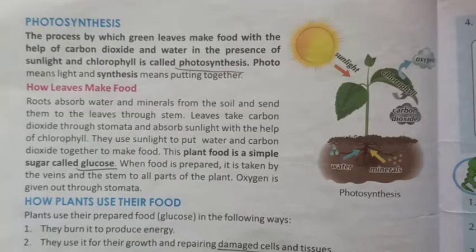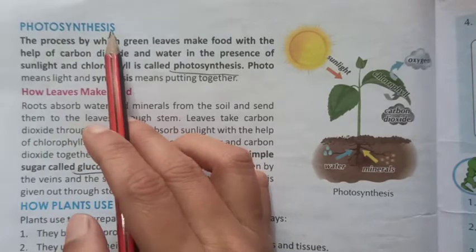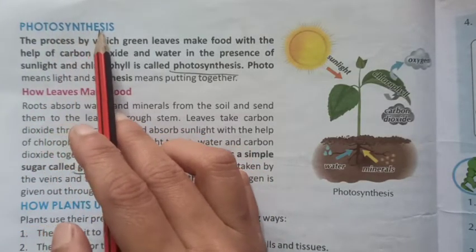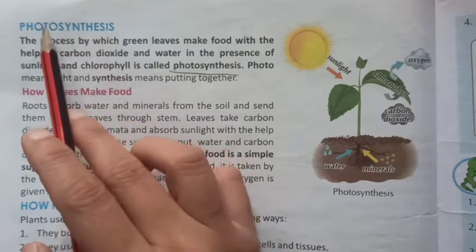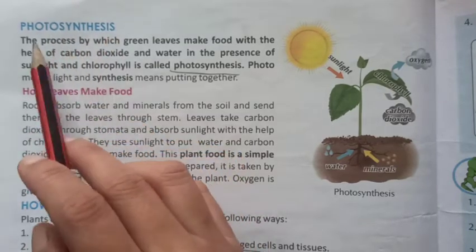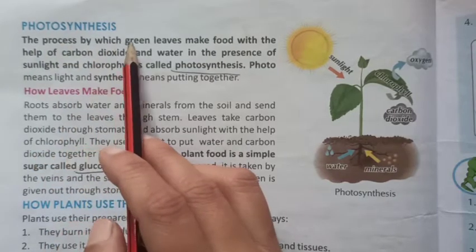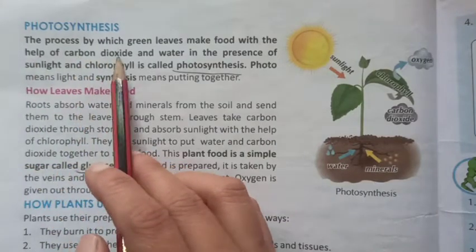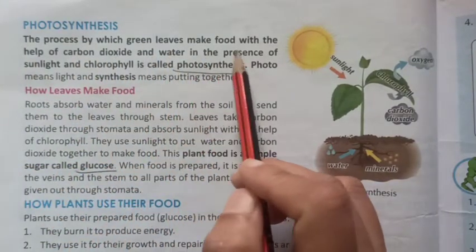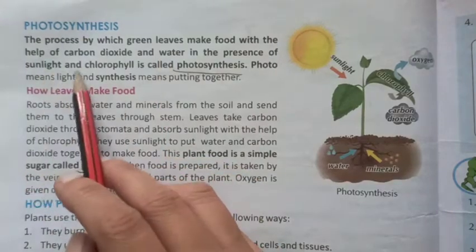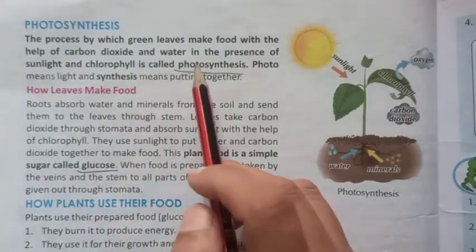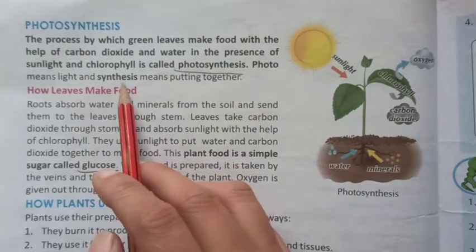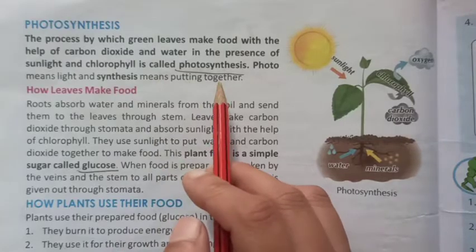Page number 38. Photosynthesis. Photo. Synthesis. Photosynthesis. The process by which green leaves make food with the help of carbon dioxide and water in the presence of sunlight and chlorophyll is called photosynthesis. Photo means light and synthesis means putting together.